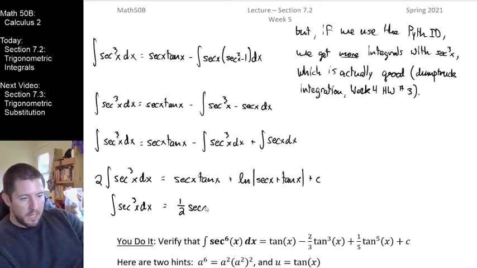So 1/2 secant x tangent x plus 1/2 natural log. Oh wait, sorry, that was secant x times tangent x. This is secant x plus tangent x.